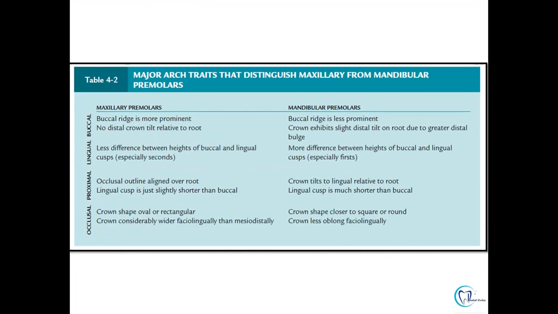Now there are certain traits, taken from your textbook Wheeler's, to distinguish maxillary from mandibular premolars. When you see the maxillary premolars, the buccal ridge is prominent, whereas in mandibular premolars it is less pronounced. There is no distal tilt in the roots in the maxillary premolars. However, in mandibular premolars there is a distal tilt.